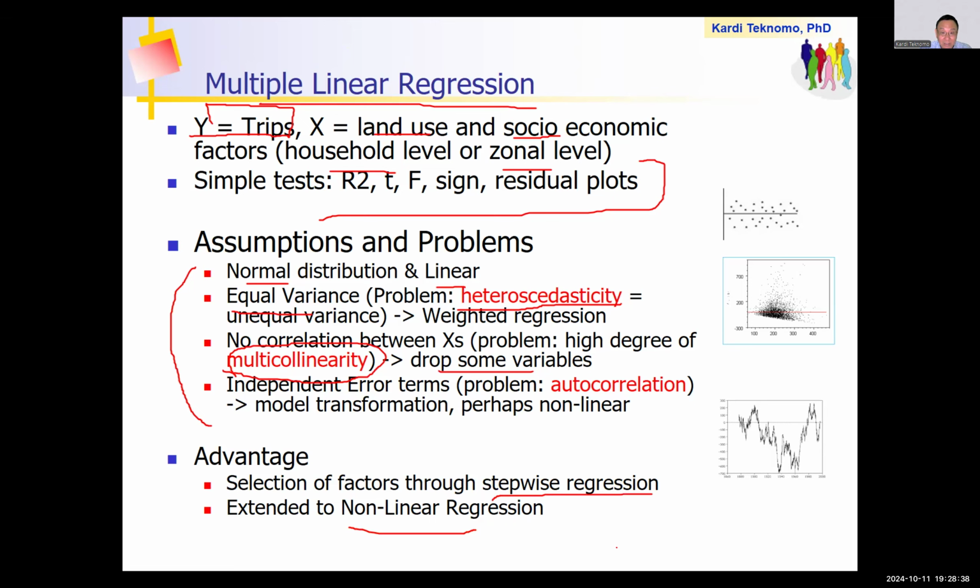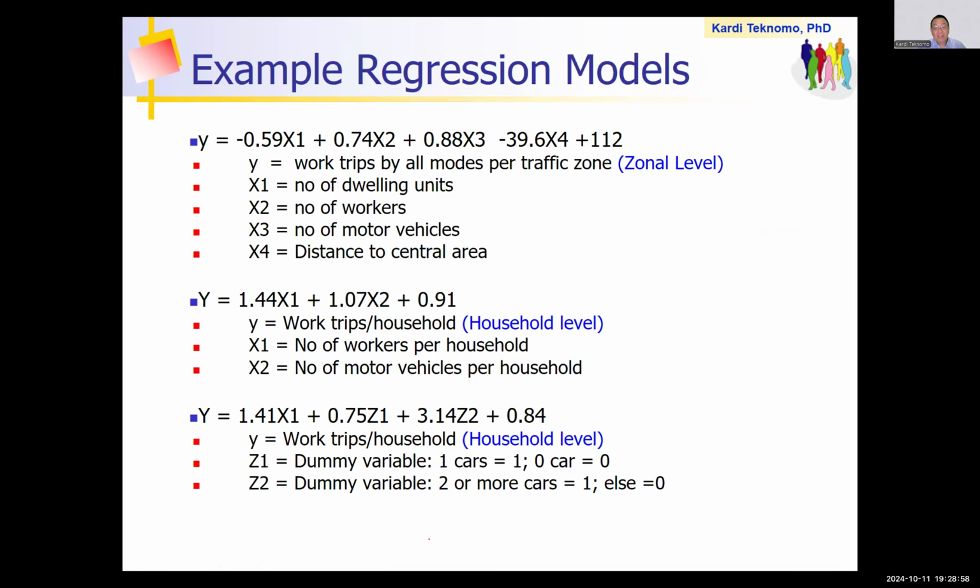What is the stepwise regression? Check the t value. If the t value is bad, you drop it, and then you create the next model, within the combinations from a while ago. So that you can get the best model eventually. So these are examples of typical regression models. All you need to see is the X and the Y. The values should be calibrated for your case. And this is an example for zonal level or household level.